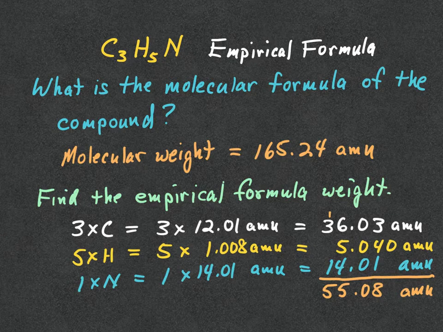55.08 atomic mass units. Okay? So this is our empirical formula weight. This is our measured molecular weight. They are different, and so the empirical formula is not the molecular formula. Now, how do we find the molecular formula?